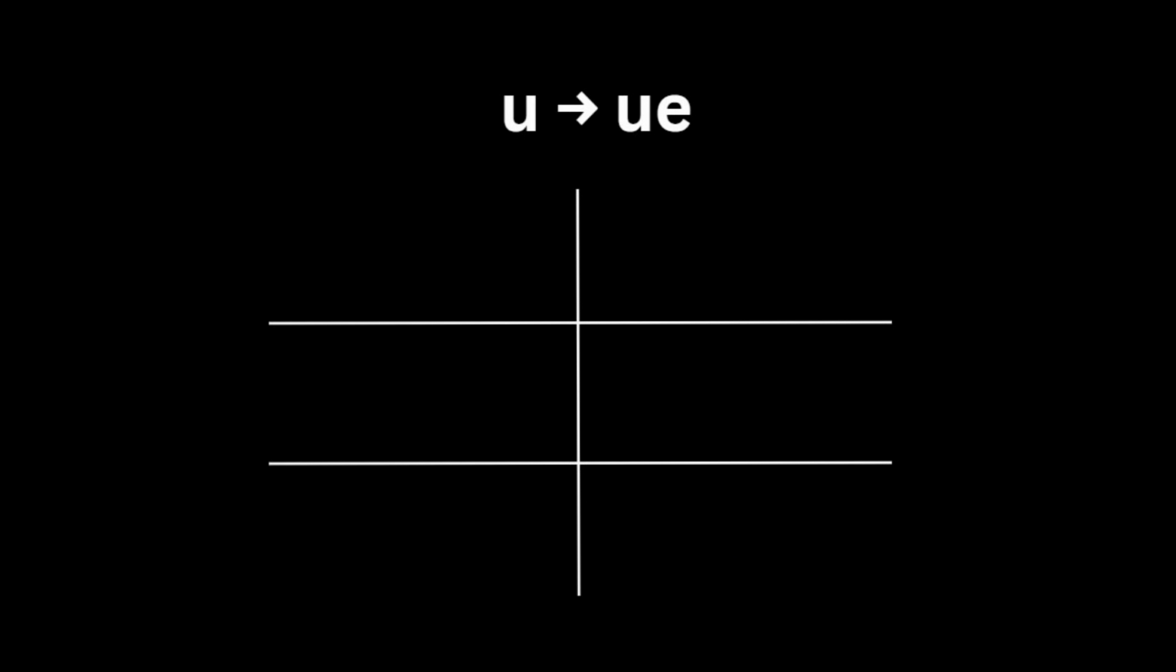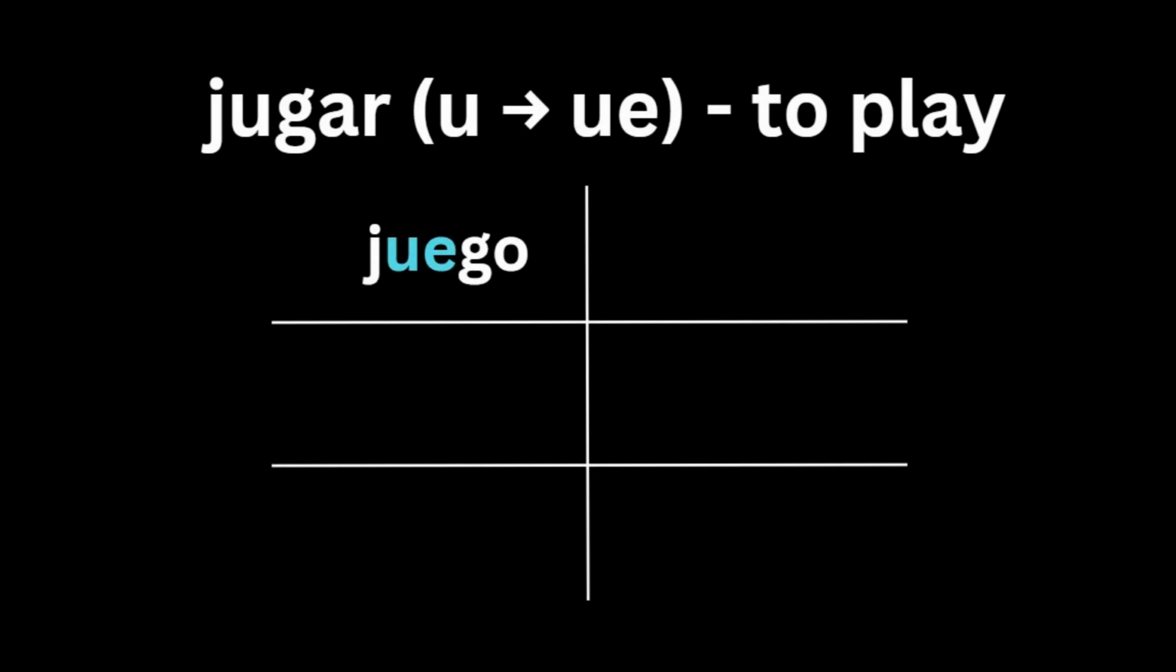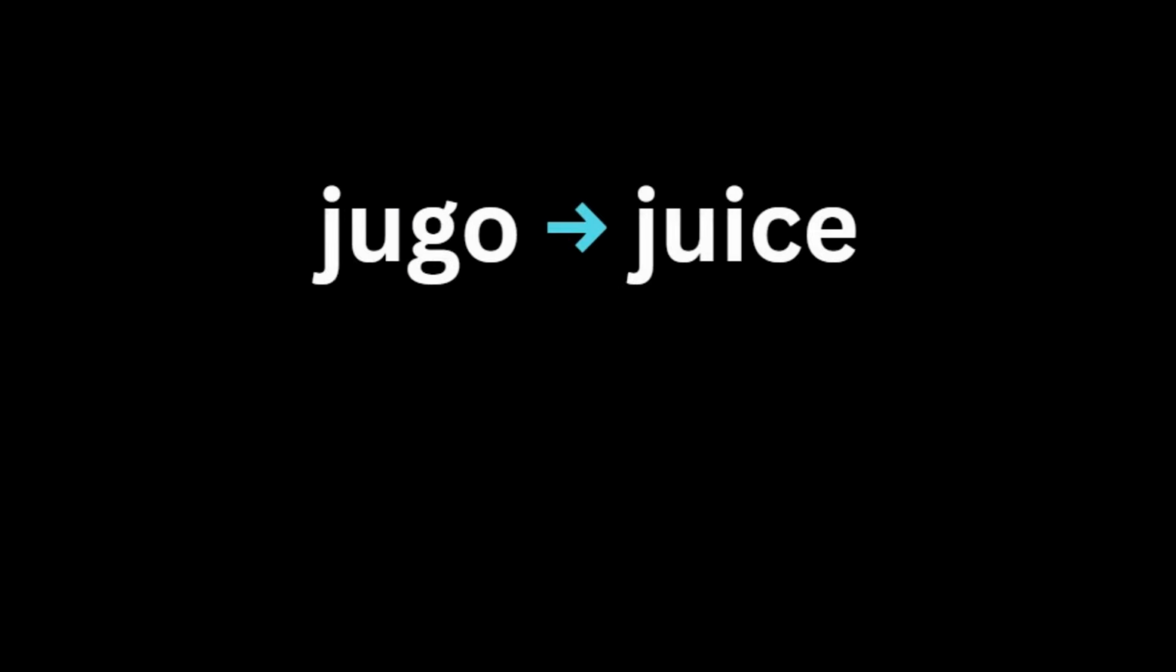And finally, there's one last type of a stem-changing verb in Spanish, and as far as I know, it's the only verb in Spanish that changes from u to ue, and that is the verb jugar, which means to play. Instead of saying yo jugo, you need to say yo juego. And one thing to note about both of these words is that the word jugo, on its own, actually means juice, and so it makes sense why it needs to be modified so that it's not confused with this word.